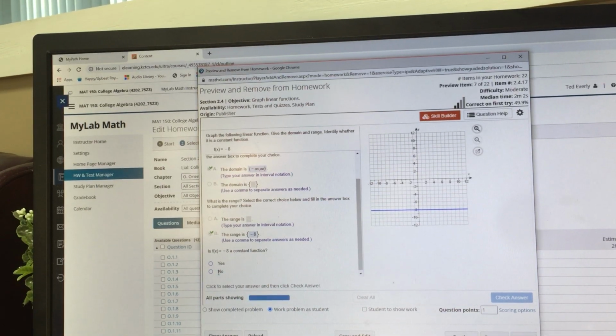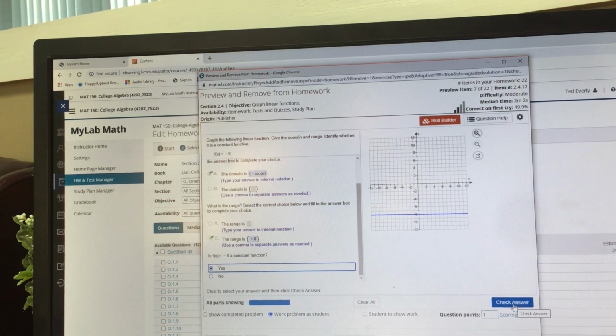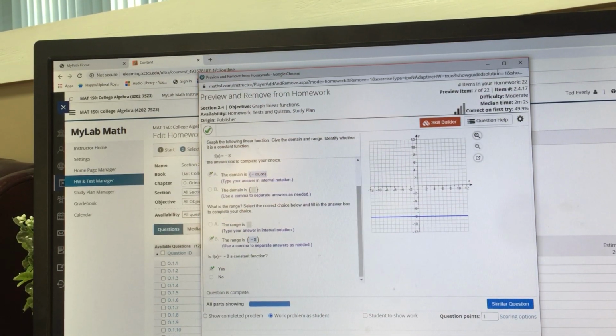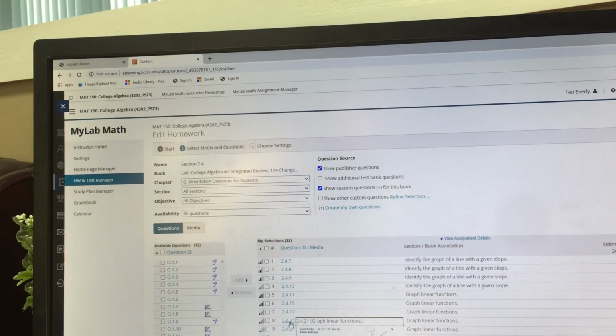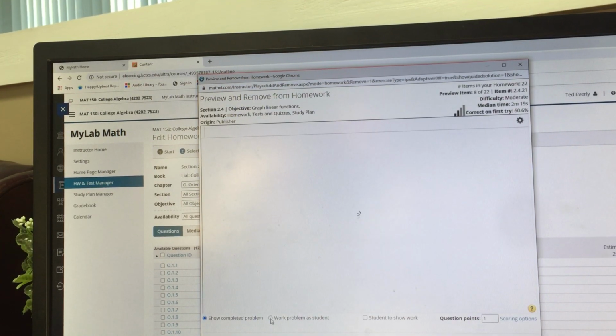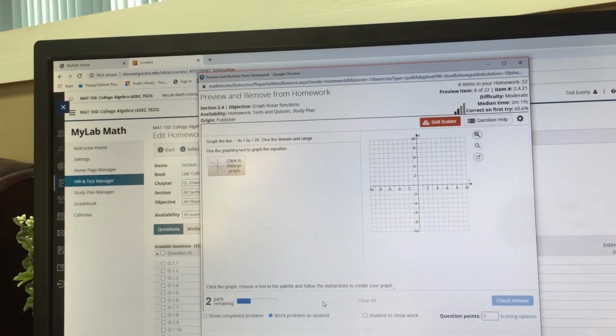Now, is this a constant function? Yes, this one is, because it has 0 slope. It just has that one value for y. Okay, there we go. Let's go to number 8 here. Okay, now graph this line.